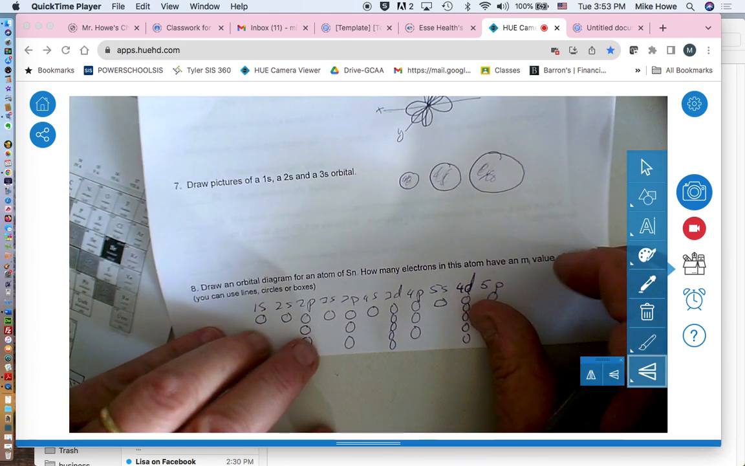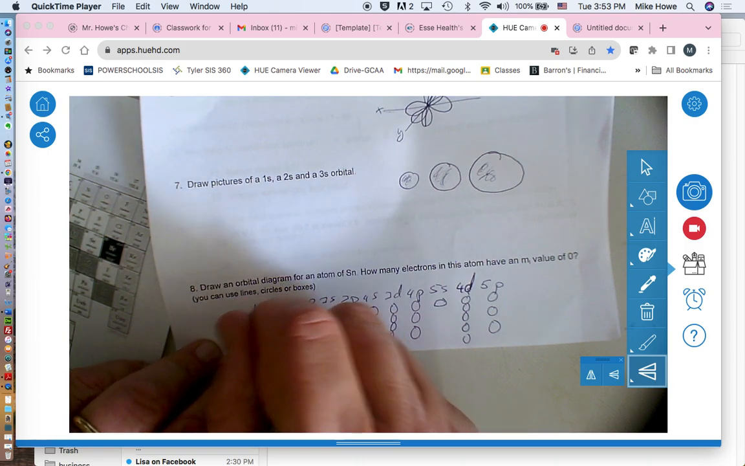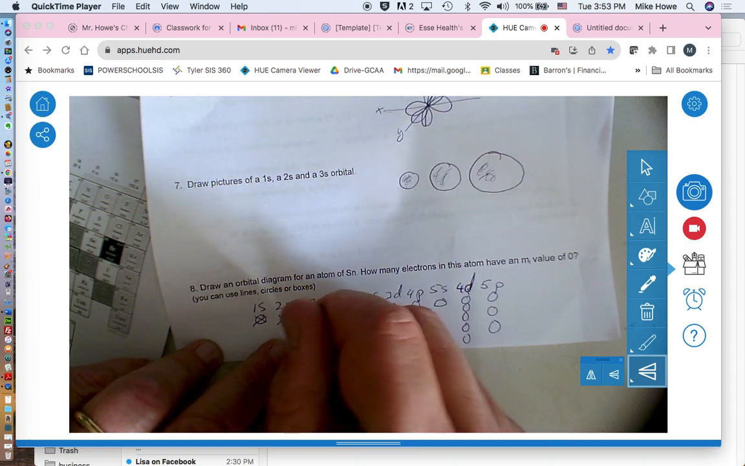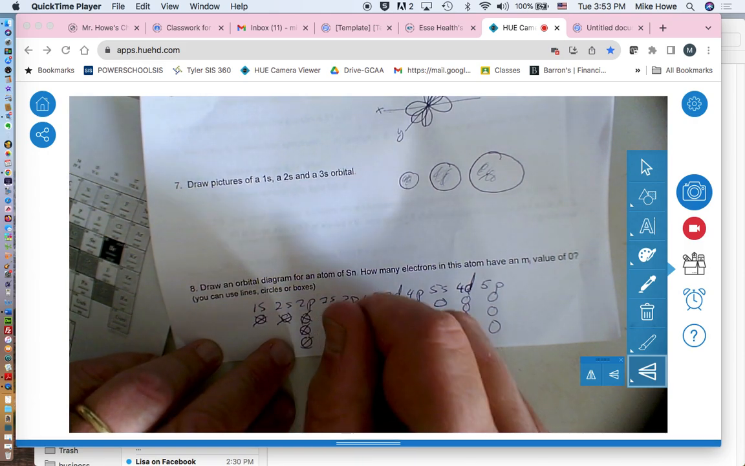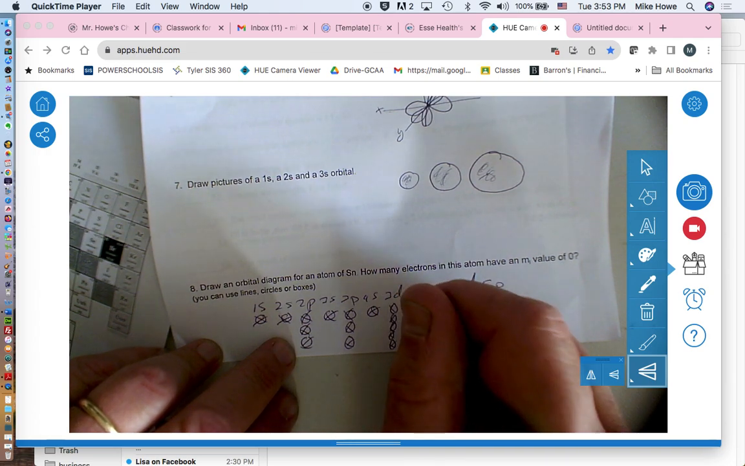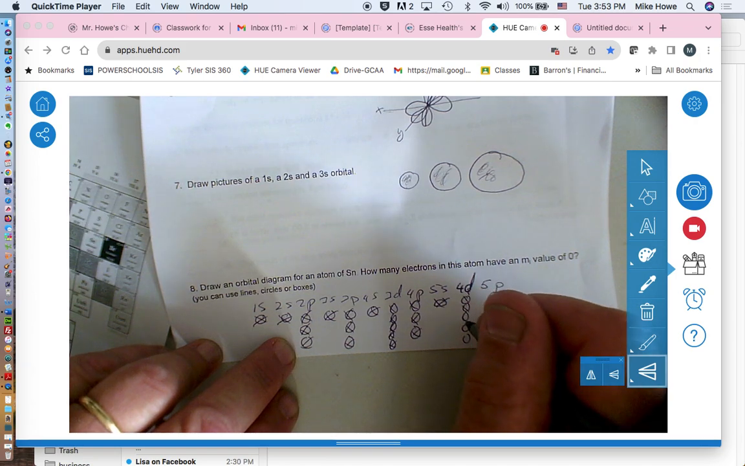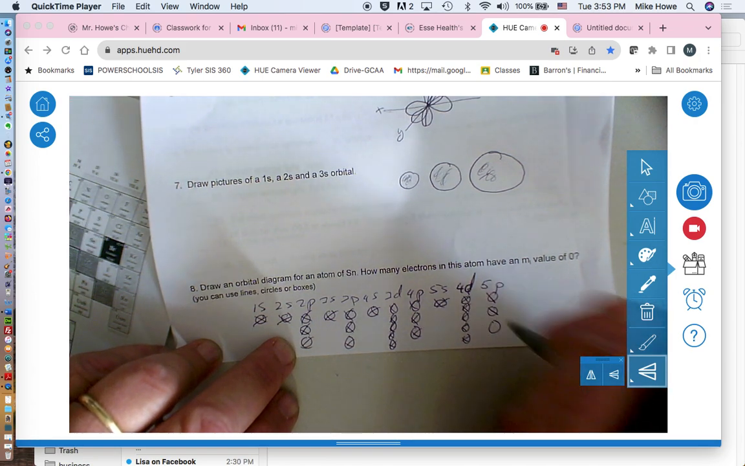And now we just put the electrons in. 1, 2, 3, 4, 5, 6, 7, 8, 9, 10, 11, 12, 13, 14, 15, 16, 17, 18, 19, 20, 21, 22, 23, 24, 25, 26, 27, 28, 29, 30, 31, 32, 33, 34, 35, 36, 37, 38, 39, 40, 41, 42, 43, 44, 45, 46, 47, 48, 49, 50.